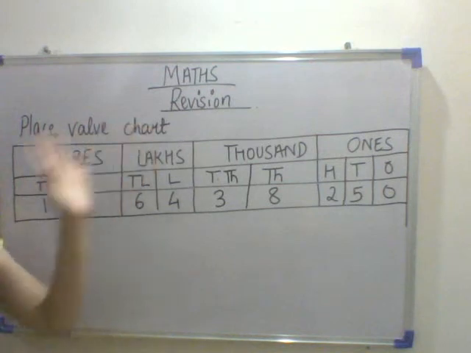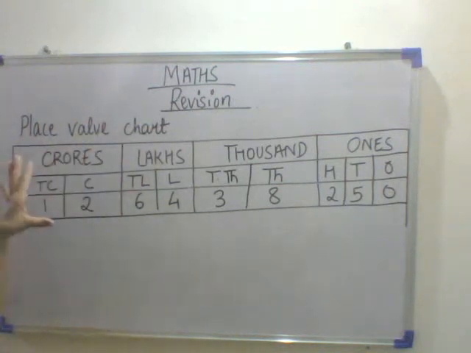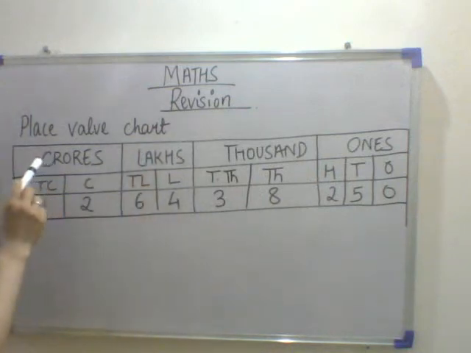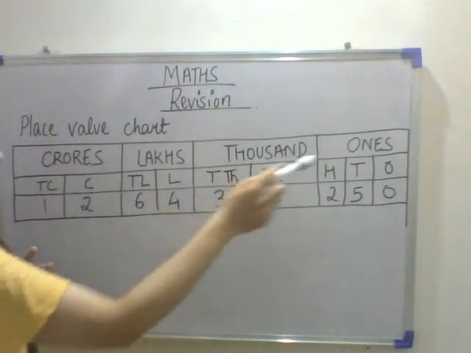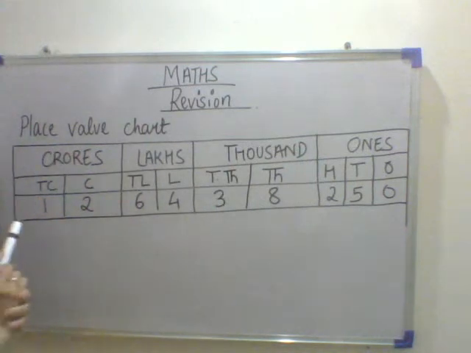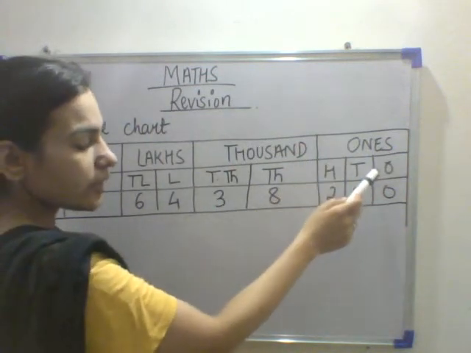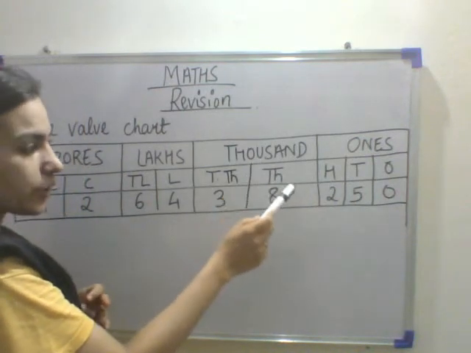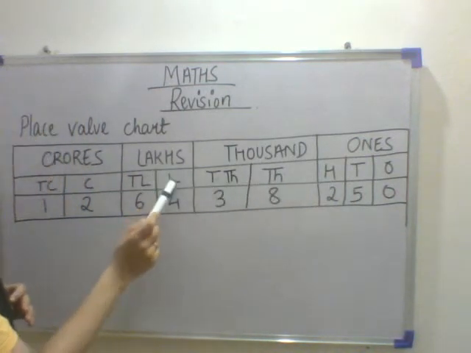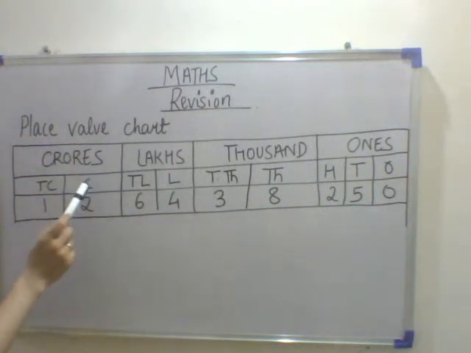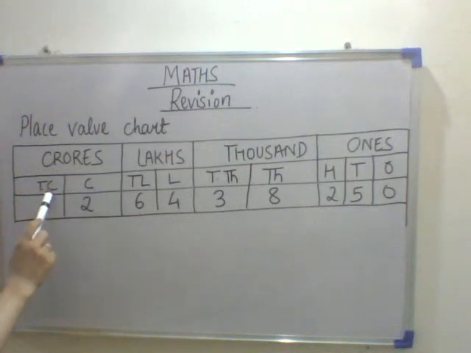Place value chart. You know how to draw the place value chart? It has ones, thousands, lakhs and crores. These are the periods. Ones, thousand, lakh, crore. This is the period. The ones period is further subdivided into 3 columns. Thousand period is subdivided into 2 columns. Lakhs also into 2 columns. Crores also into 2 columns.